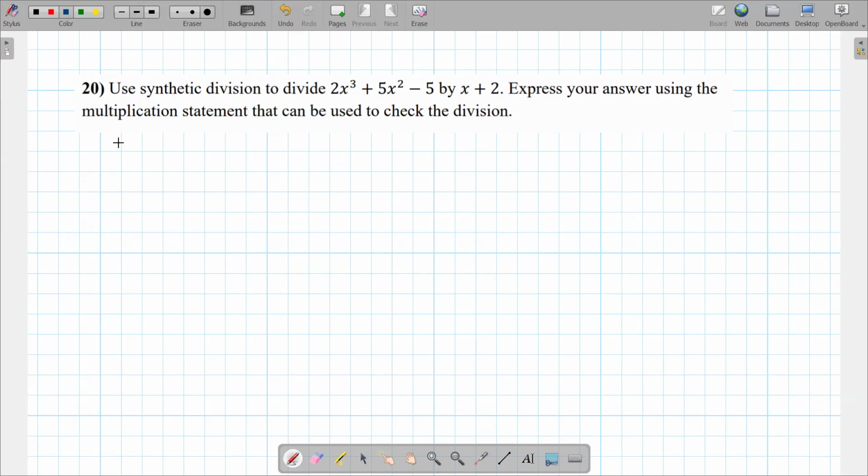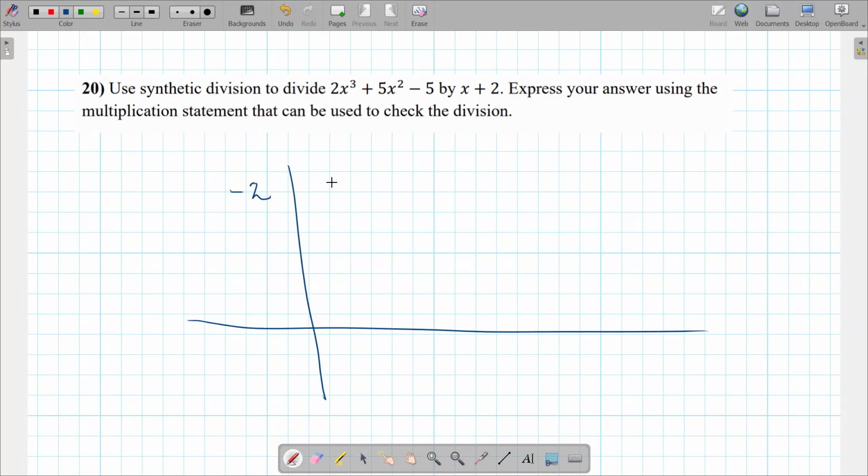Not worry about it? Okay. But it's not that difficult. I think it's much easier, especially when the divisor is linear, right? So what's your k value? What's going to come on the outside? -2. And then you want to put all the leading coefficients. And then again, pay attention to whether or not anything is missing. Is anything missing here? Any power? Power 1 is missing. So what you do with that is you write 0x, then -5.